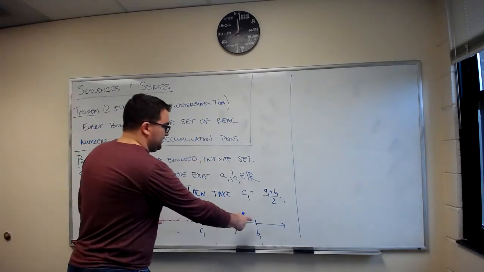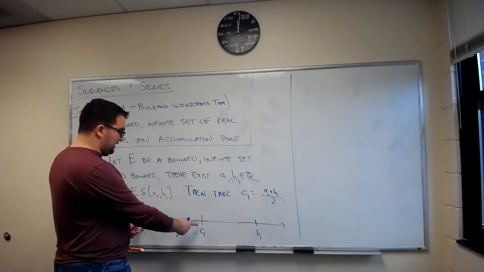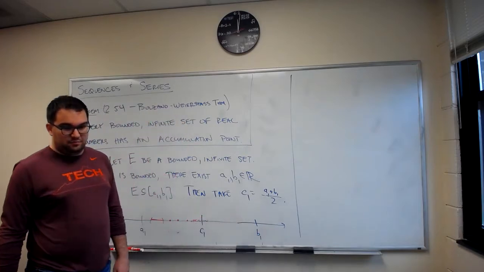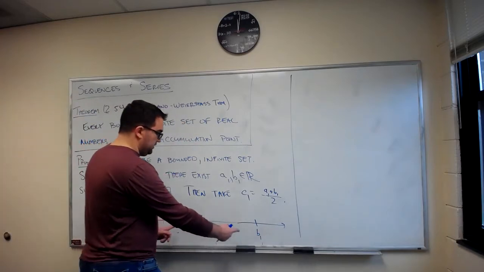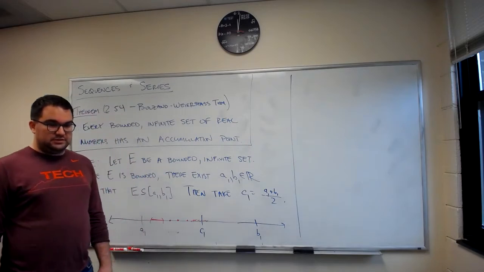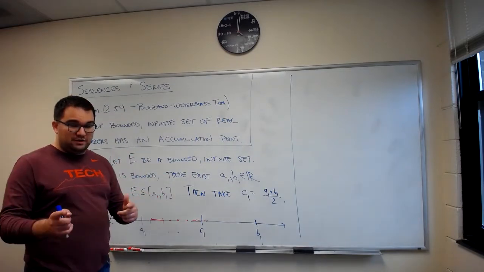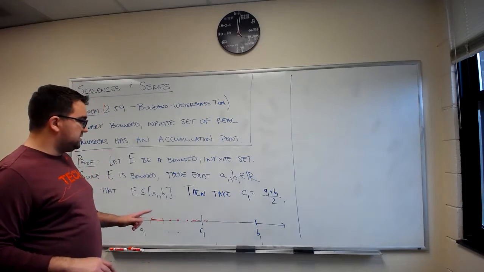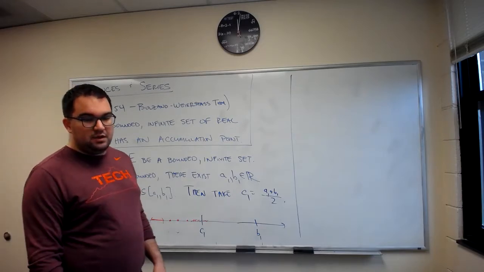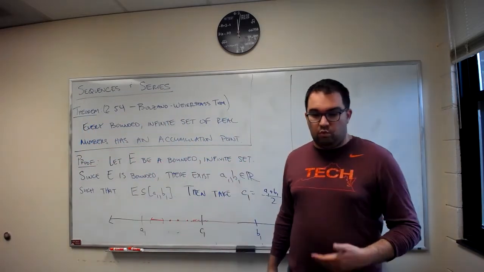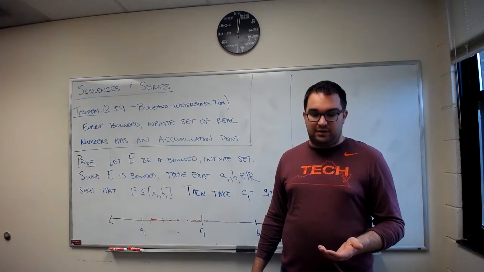Well, if I split these up, then they can't both contain a finite number of points, right? If both of these intervals contained a finite number of points, then my whole set E would be finite, which isn't true. So at least one of them, possibly both, must contain an infinite number of points. I'm going to choose one of them that has an infinite number of points.